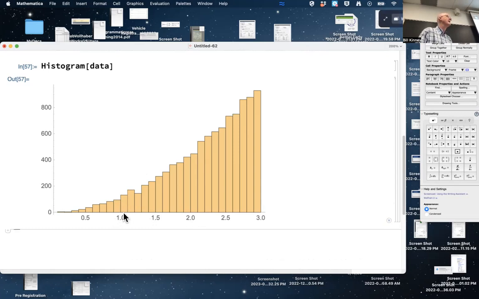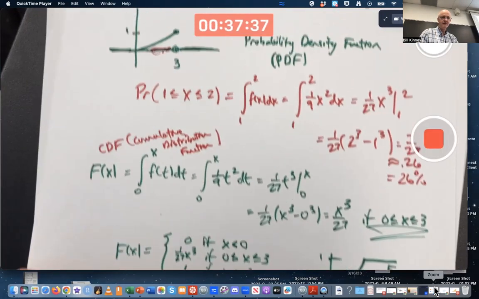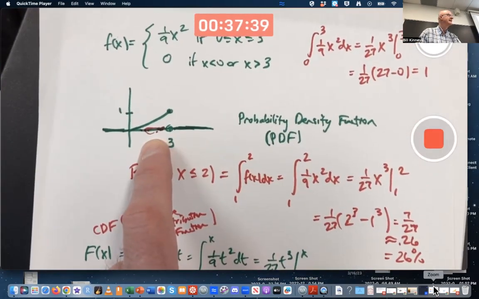Between 1 and 2, it should be about 27% of the data based on the calculation we did with the integral. If I added up all the heights of these and divided by 10,000, it should be close to 27%. Will I do so? I won't take the time to do so. Notice that this graph kind of looks like an x squared graph. It is. It's essentially very similar to the graph of the PDF in its pattern.